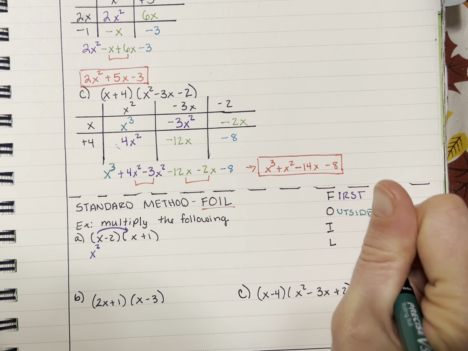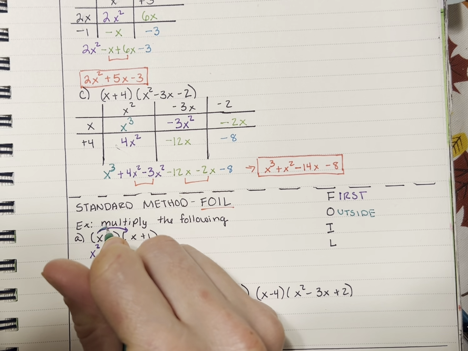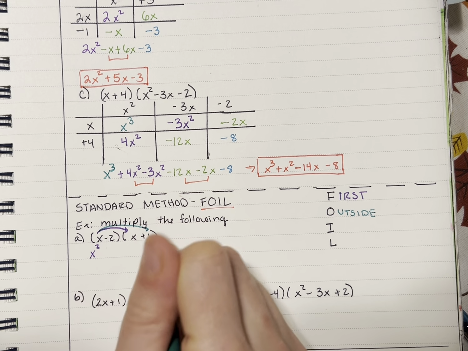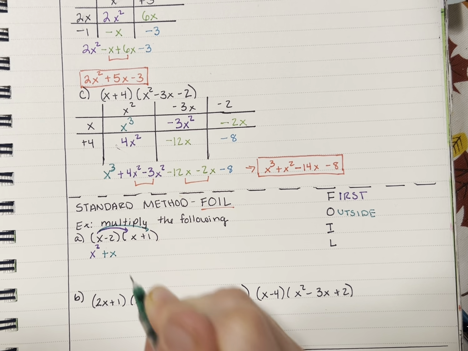So now you do the outside terms. That means I'm going to multiply the x by the 1. So x times 1 is just x.